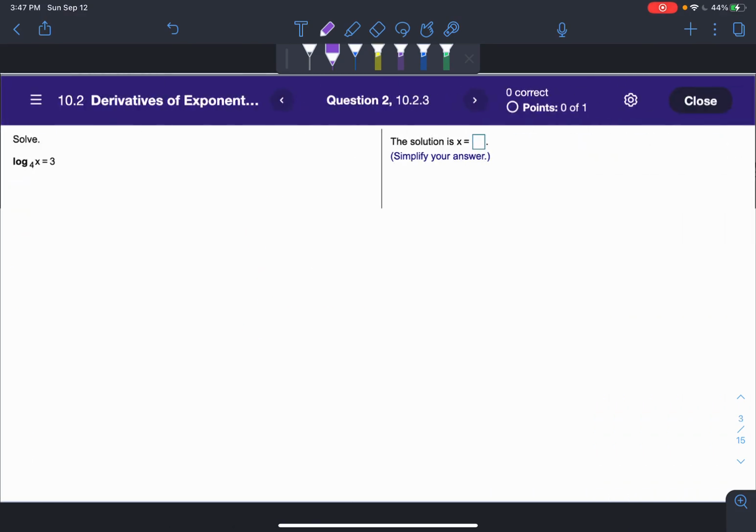So now for this question, it's a little different, where we were given the base, which is 4, and what the value is, 3. So we can rewrite the log base 4 of x equal to 3 as 4 raised to the 3rd power equals x. Seems a little backwards, I know, but basically we just want to find what x or 4 to the 3rd is.